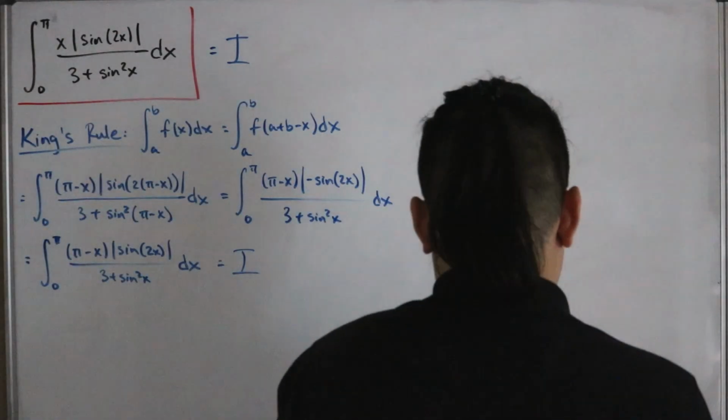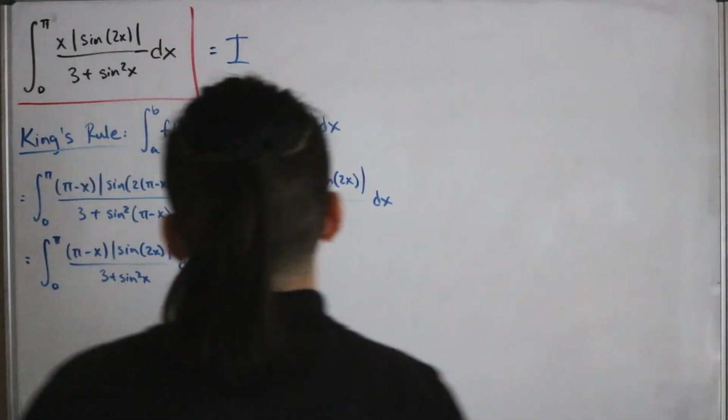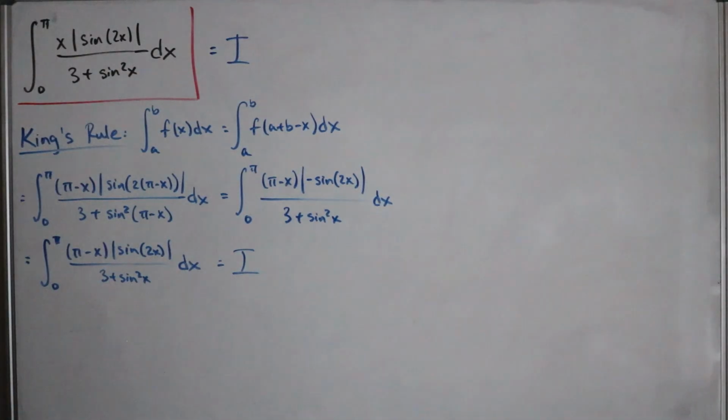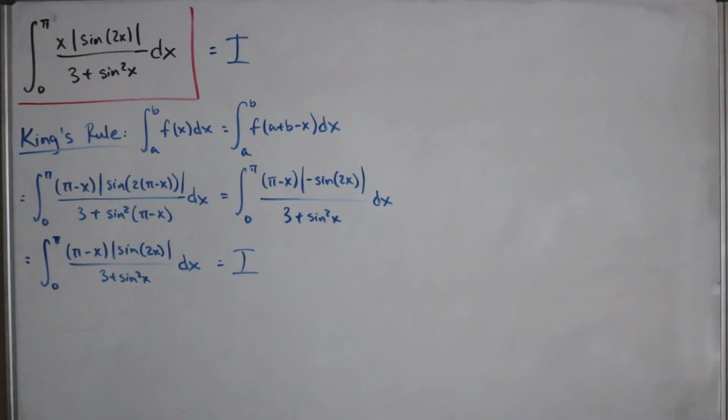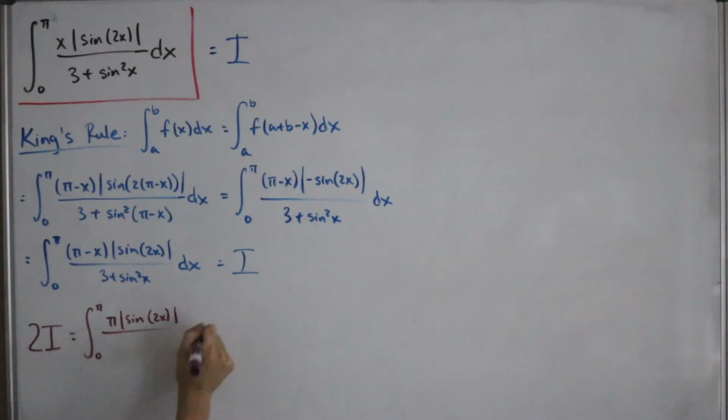So what I'm going to do is add both those identities together. So we have 2 times I. We're adding this integral to our given integral, and doing so nicely reduces down. There's a pi minus x, and if I add the x over here, those x terms just cancel. So we're left with 2I equals the integral from 0 to pi of pi times the absolute value of sine of 2x, over 3 plus sine squared of x, and then dx.